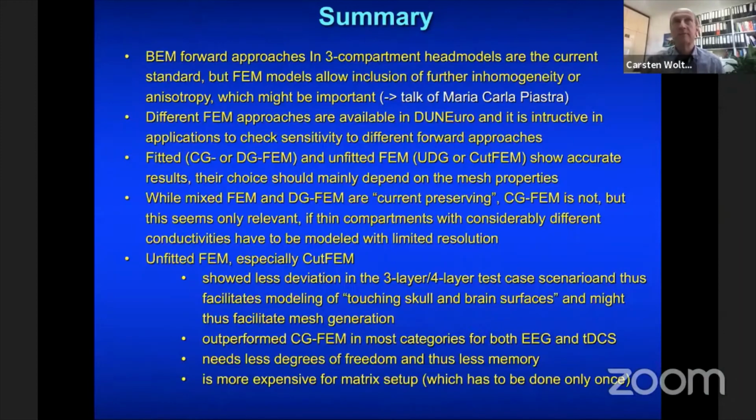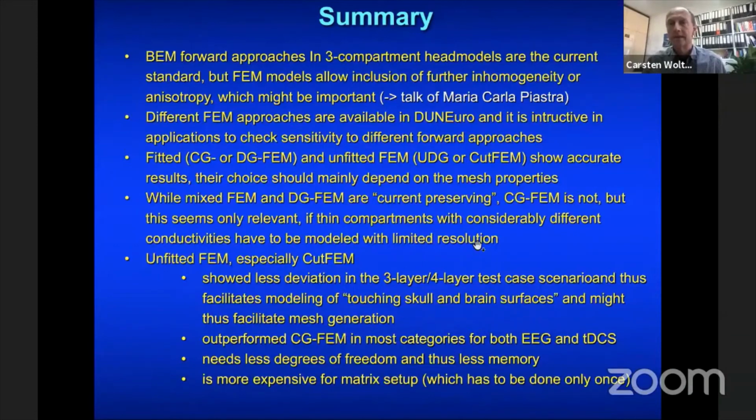If you have a surface-based approach, like let's say in the 3-compartment BEM approaches, then you can go for all different kinds of FEM modeling also. While mixed FEM and DG FEM are current preserving, CG FEM is not, but this seems only relevant if thin compartments with considerably different conductivities have to be modeled with limited resolution.